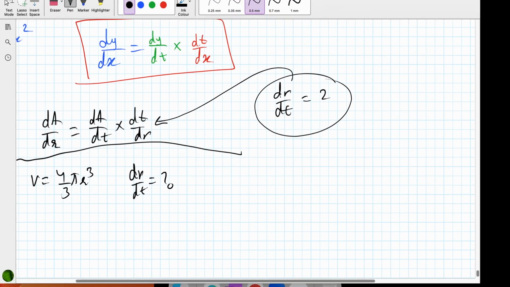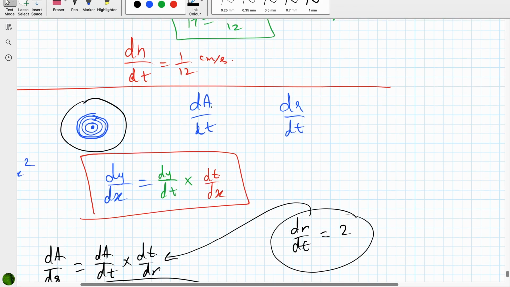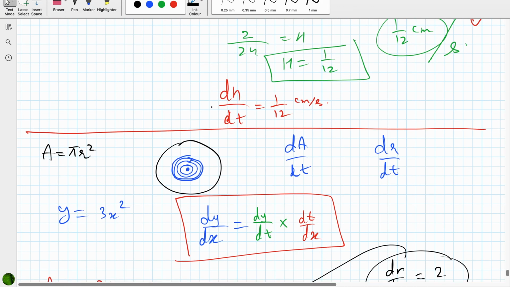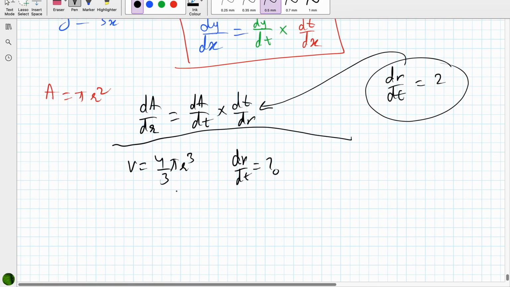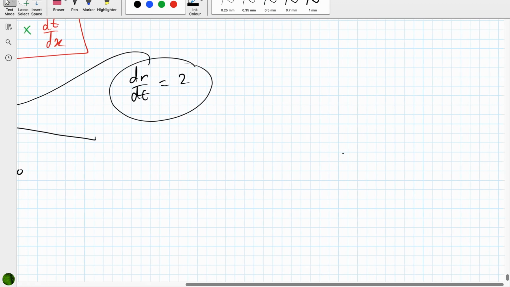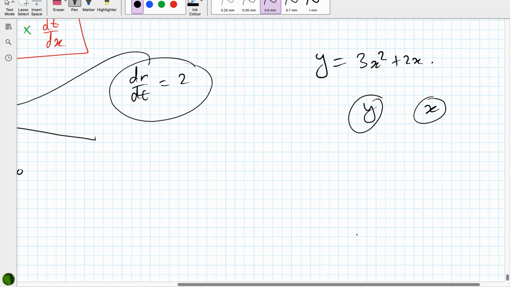Okay. Let me cover the formula first, then I'll come back to this question. We have two things connected. For example, the equation is y equals anything, 3x square plus 2x something. So we have y and x connected to each other. What we can do is find the gradient, that is dy by dx. And if someone asks how is y changing, if I change the value of x, y is also changing. If I change the value of y, x is also changing.